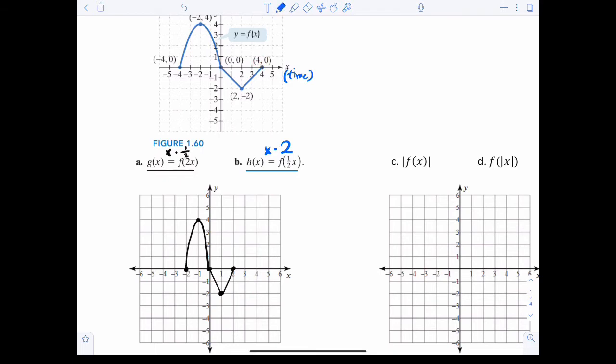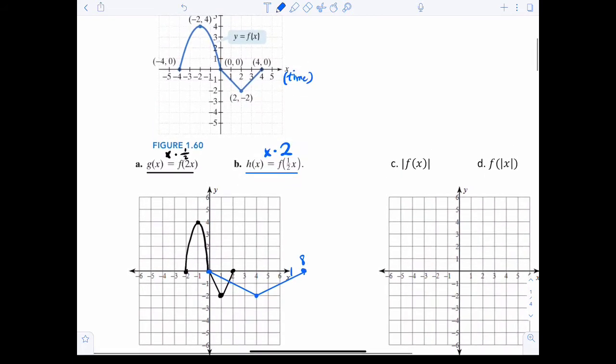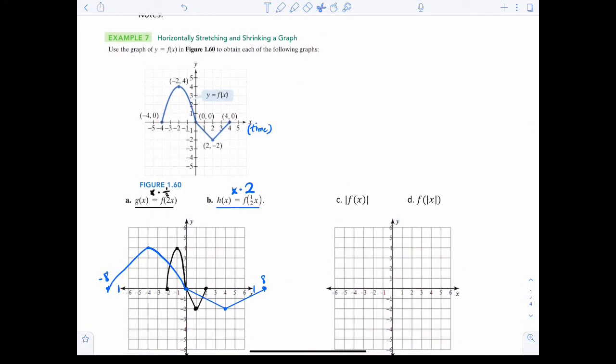So instead of 4, 0, it's going to be 8, 0. 0, 0 is going to be the same. And this 2, negative 2 is going to be 4, negative 2. So notice how all we're doing is we're stretching the x values. Apply the same thing to the other side. Negative 8, negative 4, and then we're going to connect it. And there it is. So to summarize, I'll put that over here.